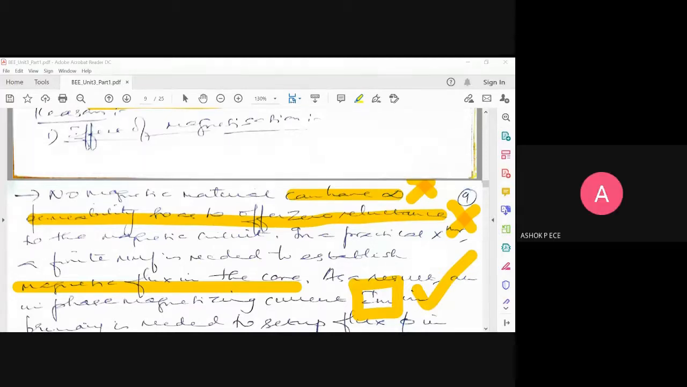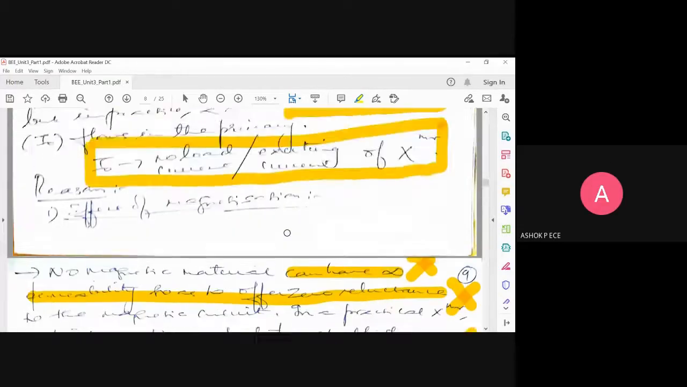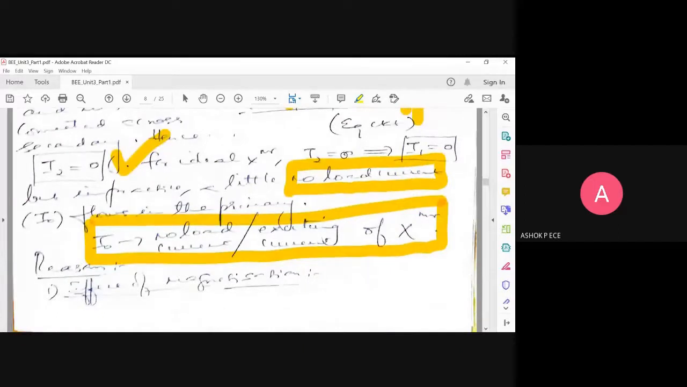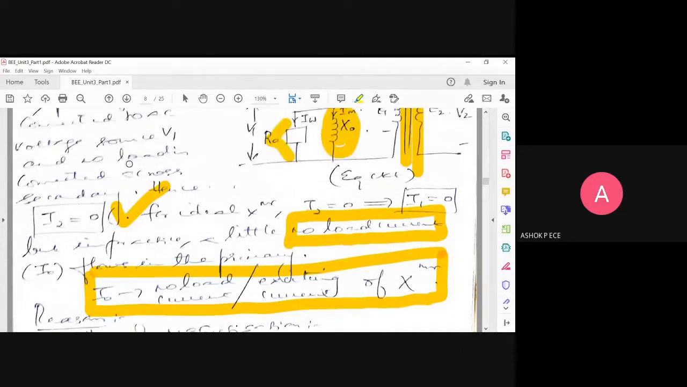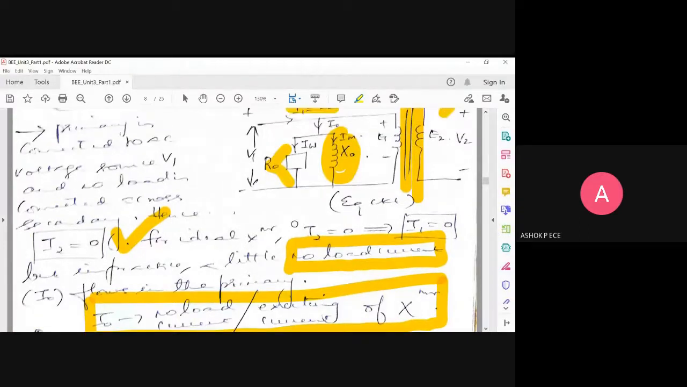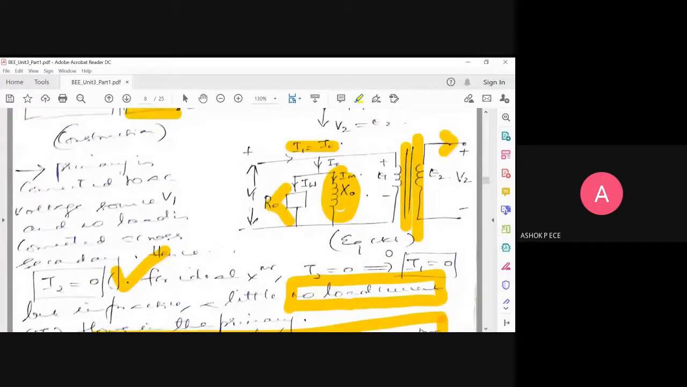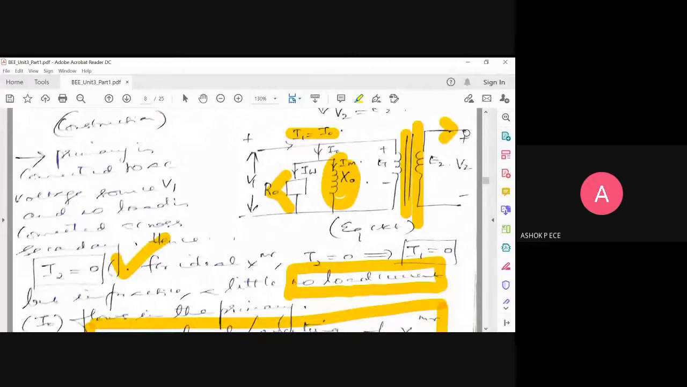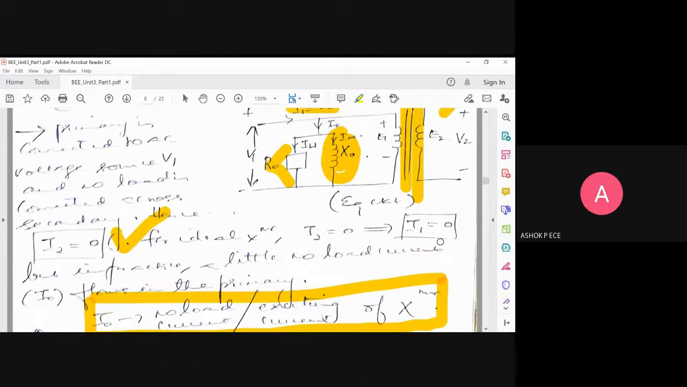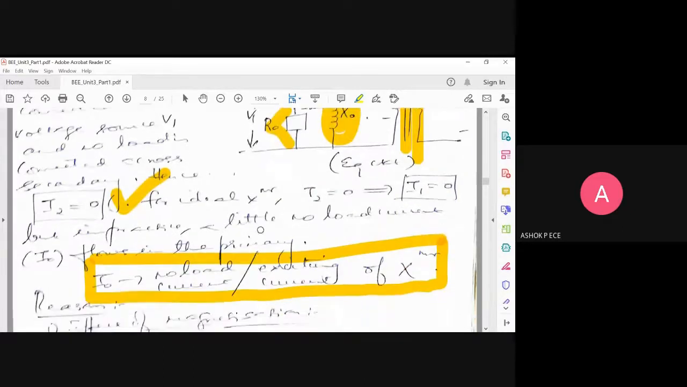Listen, ideally, when the secondary current is zero, the primary current also has to be zero. That is the ideal case as per the turns ratio equation, correct? But practically, what they observe is when you make I2 equal to zero, or when you remove the load in the secondary side, the primary current is not exactly equal to zero. There is a little current flowing in the primary. So that current is called no load current.